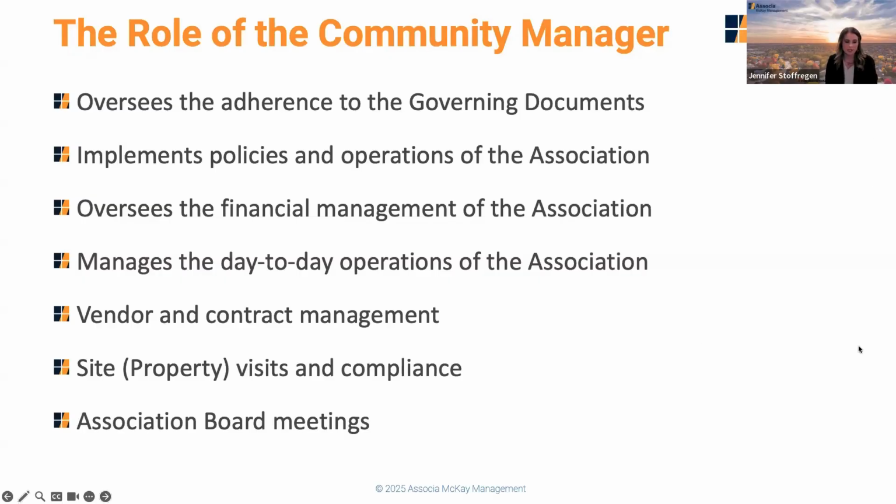Manage the day-to-day operations. So this is coordinating homeowner communication. This is coordinating access devices, rentals for your amenities, such as your clubhouses. That would be the type of items. Work orders, if you're a condo association, we would help facilitate those day-to-day operations.